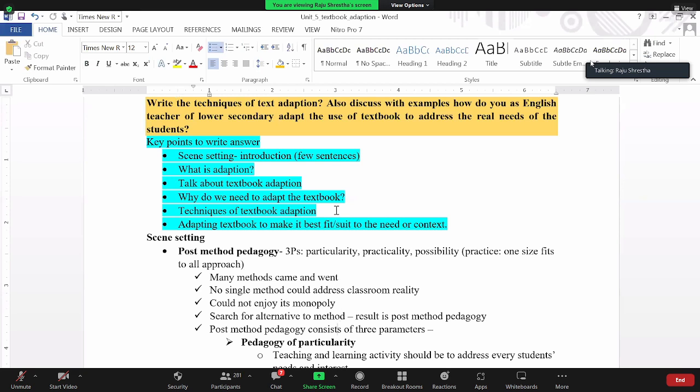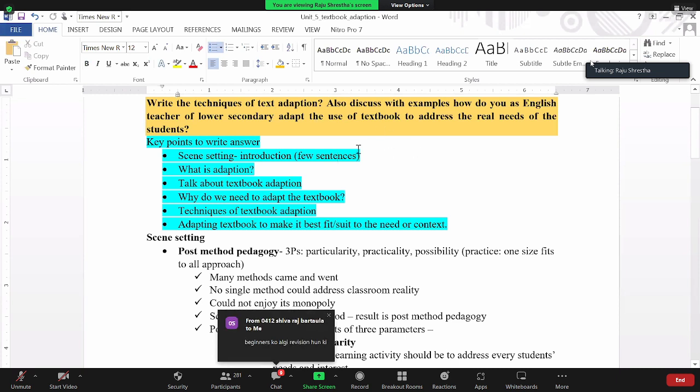Our teacher's guide means its sample answer, this is textbook adaptation. What are the best possible ways of using textbook? Yesterday we discussed. Then text adaptation techniques today we discuss. So this kind of problem, the questions that come are from the problem itself. What are the problems? Then how do you address that problem?